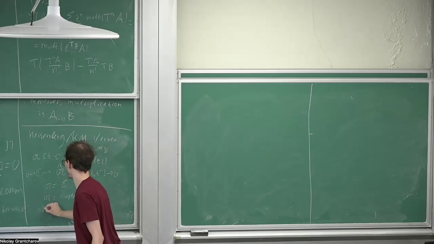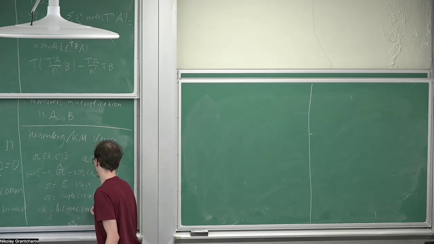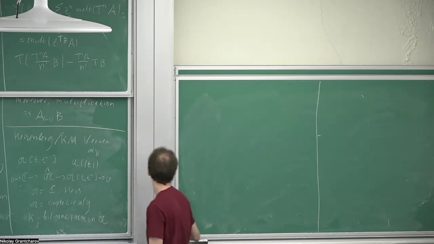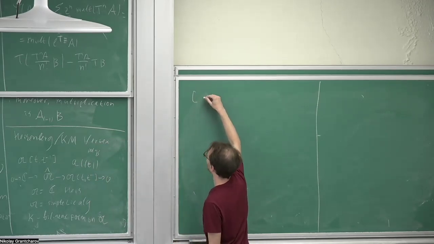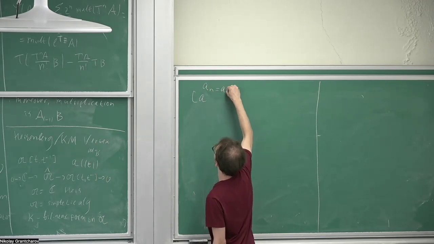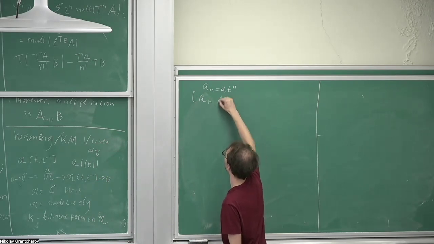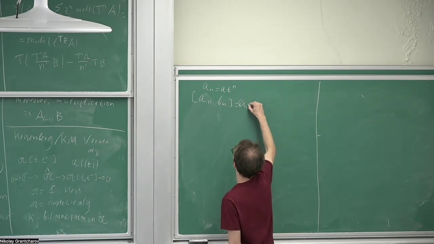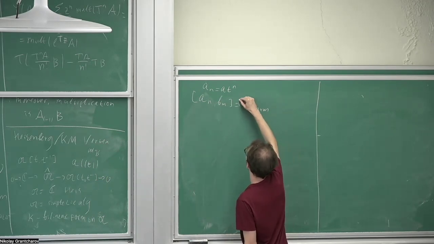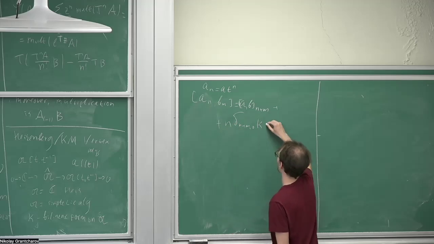Somewhere there should be kappa, an invariant bilinear form on A, so that the bracket is... Let me write A_N equals A t^N, and hope that nobody gets confused. So A_N is N plus N plus delta N plus N 0 kappa N delta N plus N 0 kappa A.